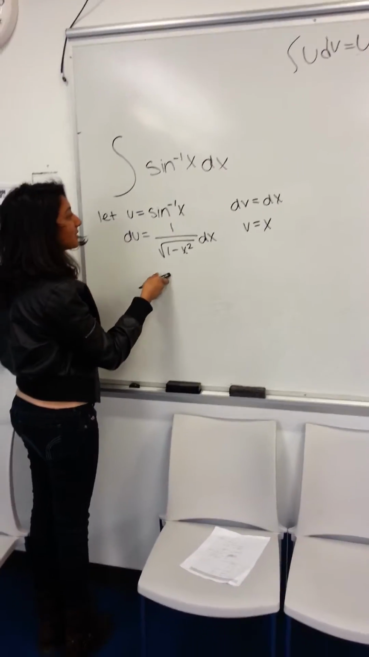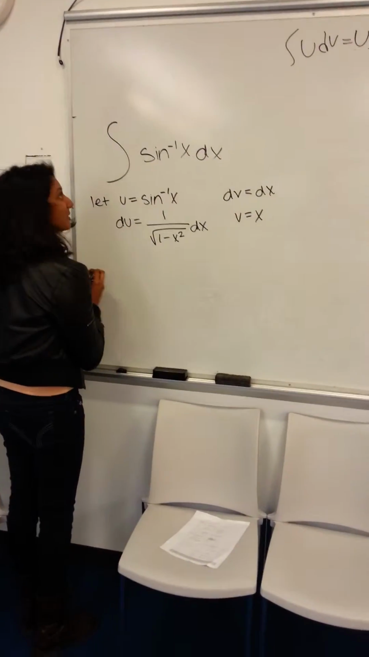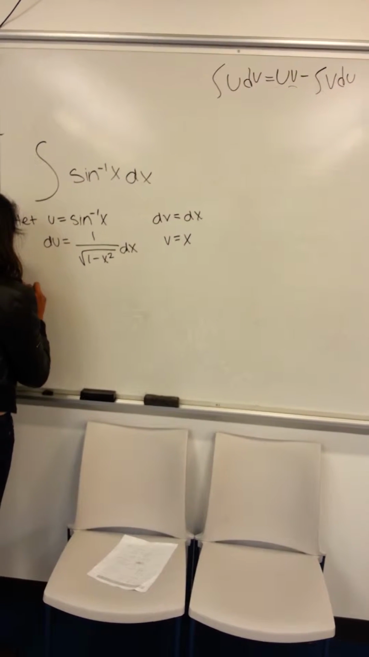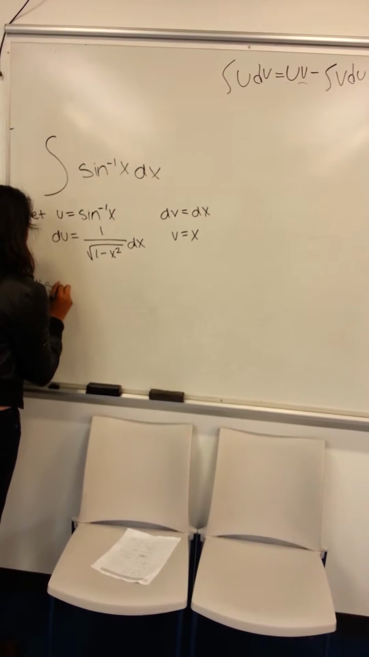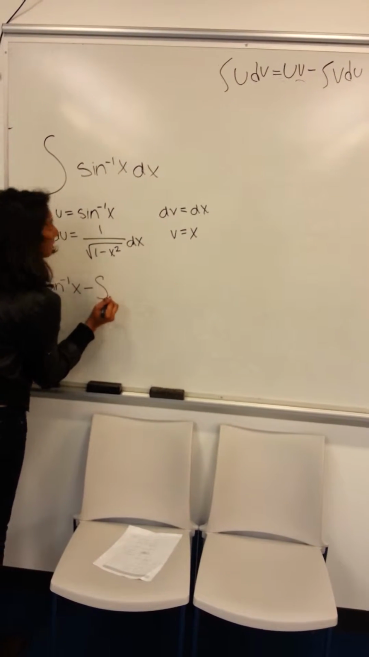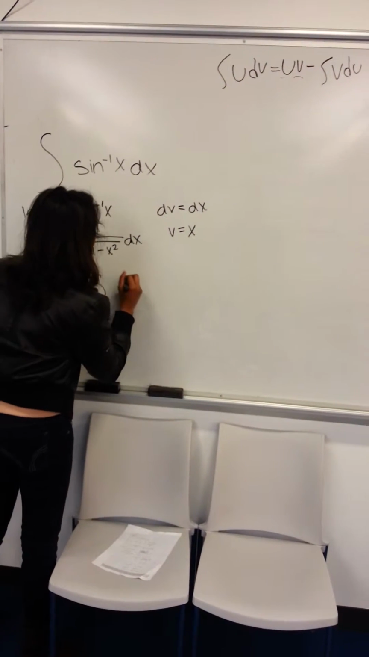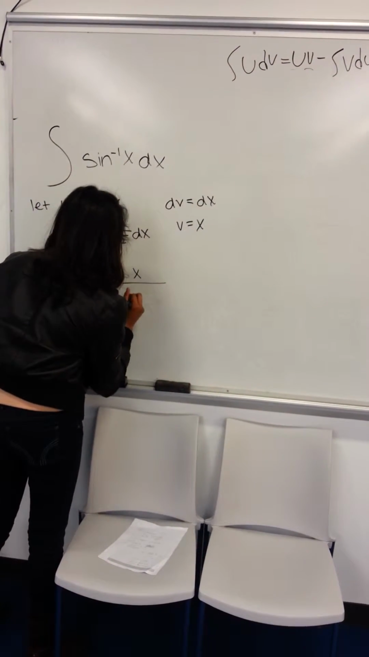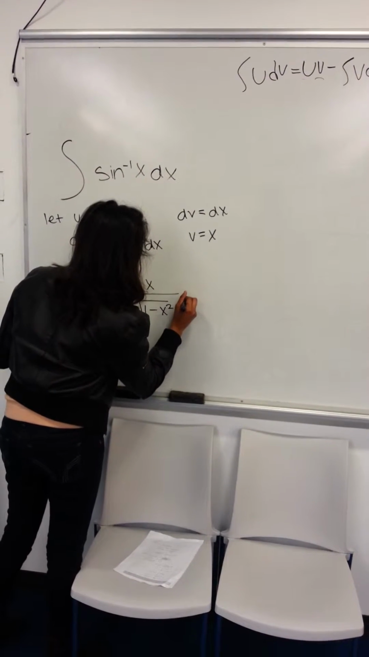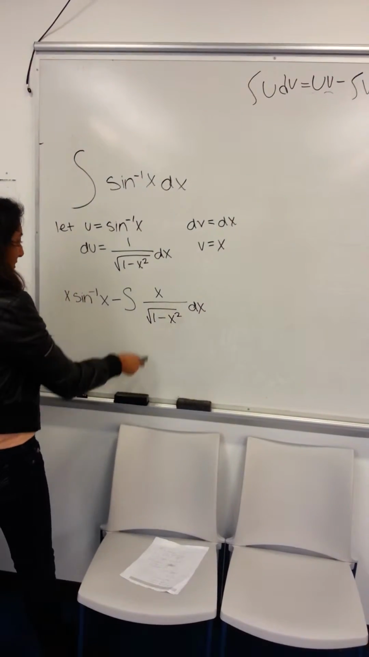And then we just plug it into this formula up here, which is the integration by parts formula. So we have u times v, which is x times arcsine x, minus the integral of v du, which is x over the square root of 1 minus x squared dx. And now we're going to solve for this part here.